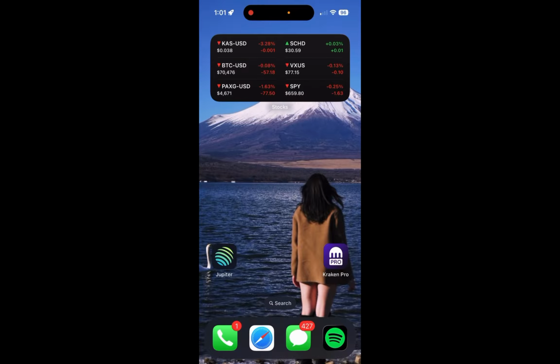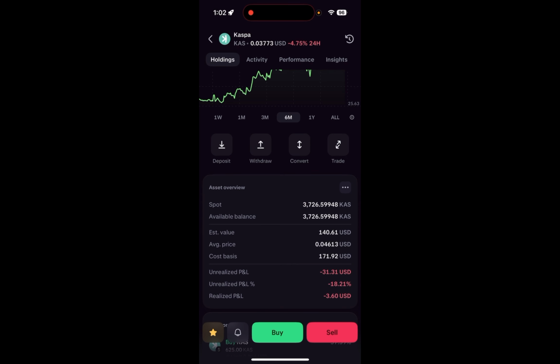Alright, today is March 20th, 2026, 1 a.m. in the morning. So far the market looks red, except HGHD. I just added another $10 for each of our assets, so we can start with Kaspa. We've got 3,700 Kaspa. We're still minus $31, or minus 18%. Still not as good, even though it's pumping, but it's still minus.